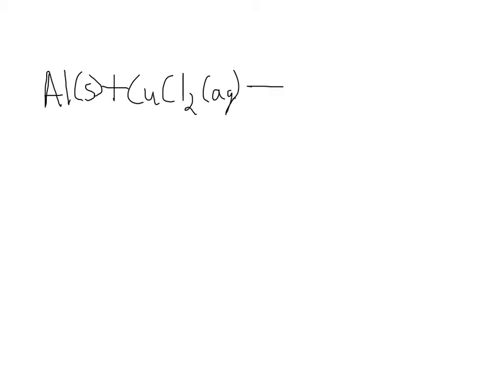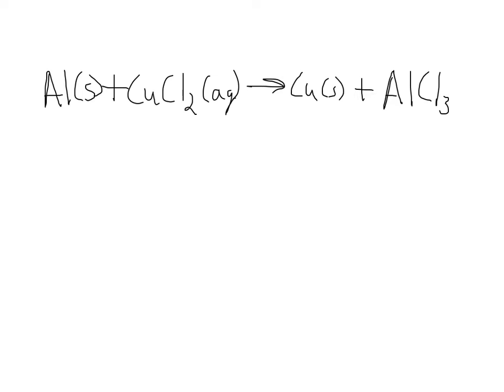Alright, so we've got an aluminum nail, and we put that into a copper chloride solution, and a single displacement reaction is going to produce copper and aluminum chloride. Aluminum's got a 3+ charge, chlorine's got a 1 negative, so if we drop and swap, AlCl3.